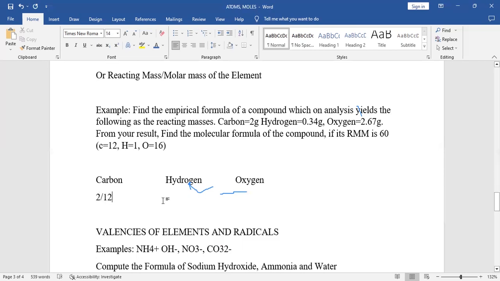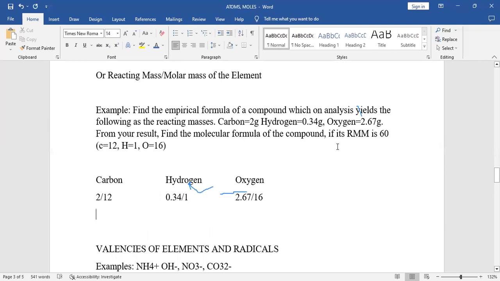Great. We'll do the same for hydrogen. The reacting mass is 0.34, 0.34 all over relative atomic mass 1. For oxygen, that will be 2.67 all over 16. Great. So you divide this out, what will you get? This will be 0.17. This will be about 2. And this will be about 0.17 also.